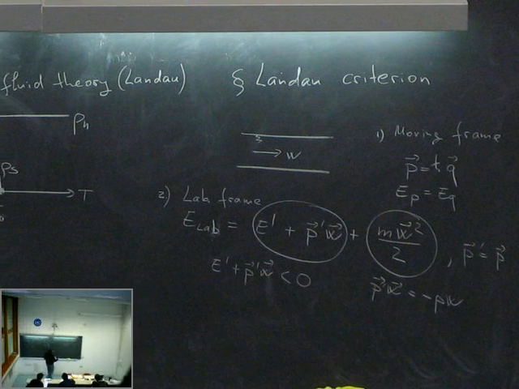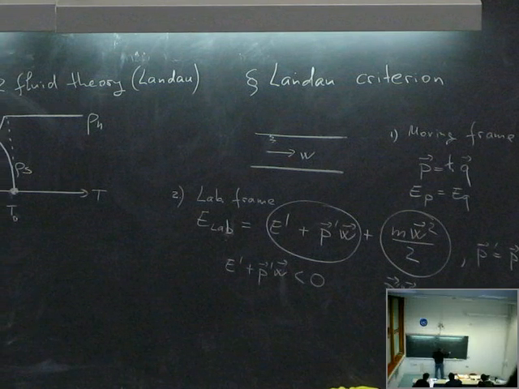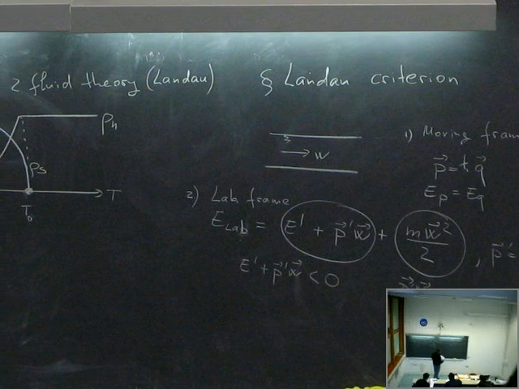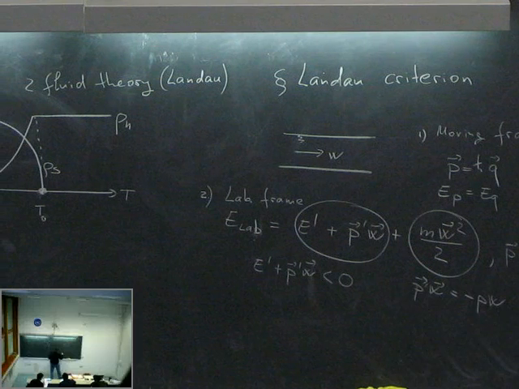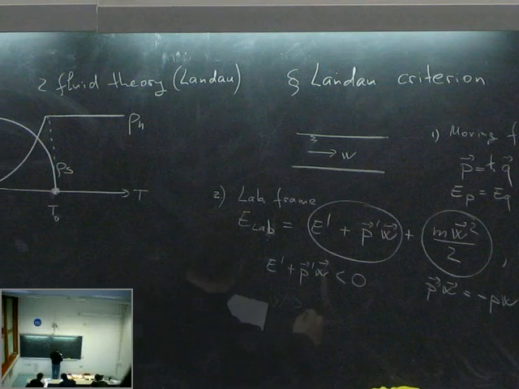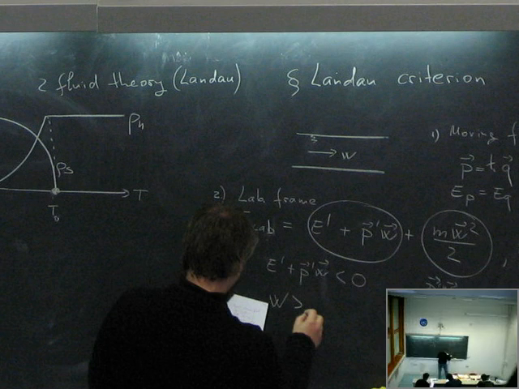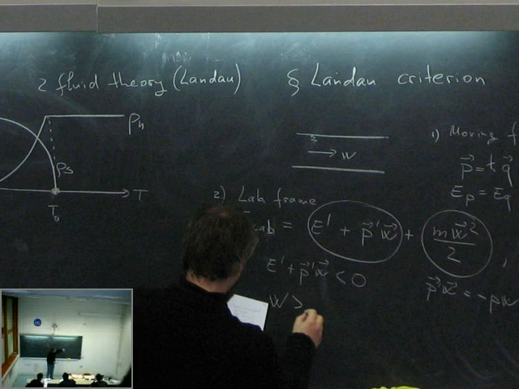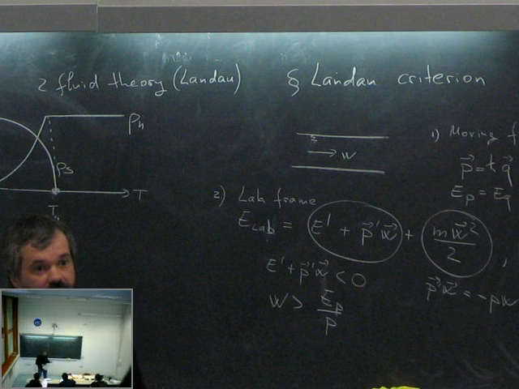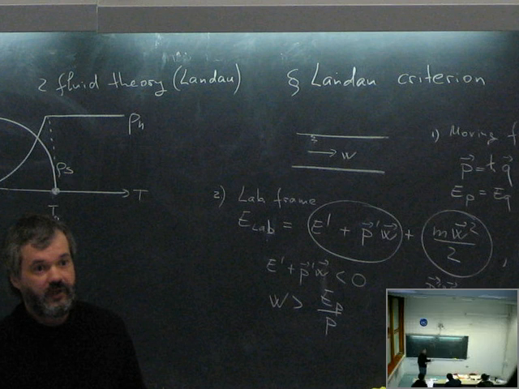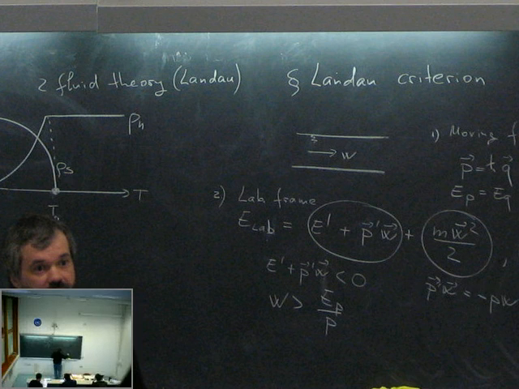Okay, from this criterion, we should say that in order for this to be negative, we need to have V bigger than epsilon_P over P. Negative means in order to create a friction. So this part is negative when we have a friction and when the energy of our liquid dissipates to the walls. So this is a critical velocity.